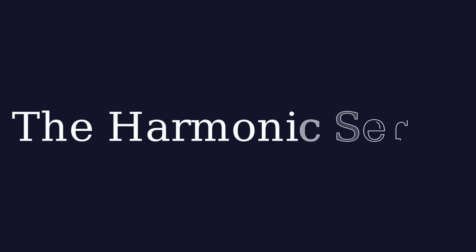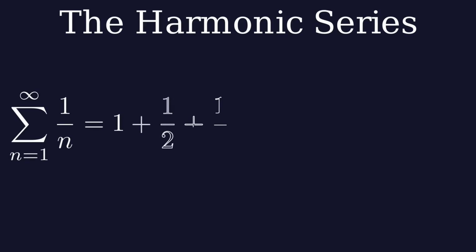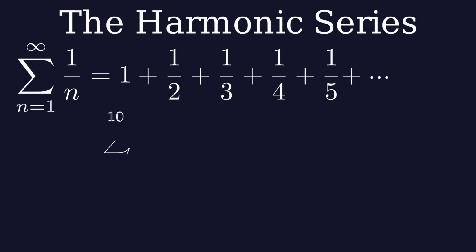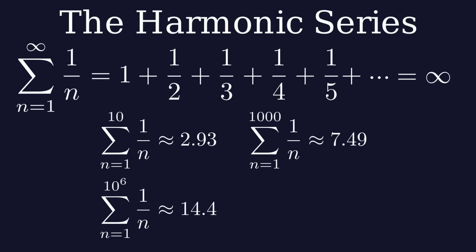The harmonic series is an infinite series formed by summing all positive unit fractions. That is 1 plus 1/2 plus 1/3 plus 1/4 and so on. After summing the first 10 terms of the sequence, we get around 2.93. After summing the first 1000 terms, we get around 7.49. The sum of 1 million terms is equal to around 14.4. We can see that this series is starting to slow down because the further we get, the smaller fractions we add. But surprisingly, this infinite sum diverges to infinity. It might not look like this, because even after 1 billion terms, the sum is equal to only around 21.3.